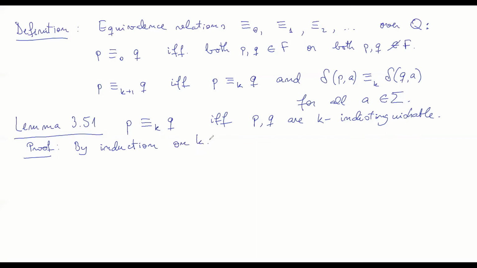And so for K equals 0, the matters are pretty easy. For K equals 0, we had P is in the 0 equivalence with Q if and only if P and Q are both in F or both not in F. And so this is if and only if really these computations on the empty word, so on the only word of length up to 0 that you can have.